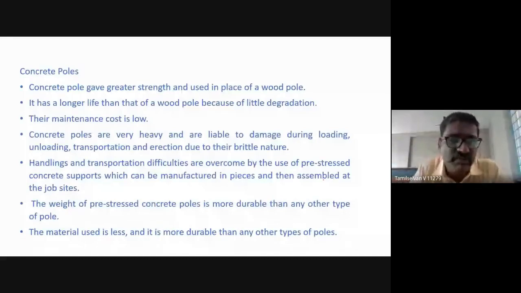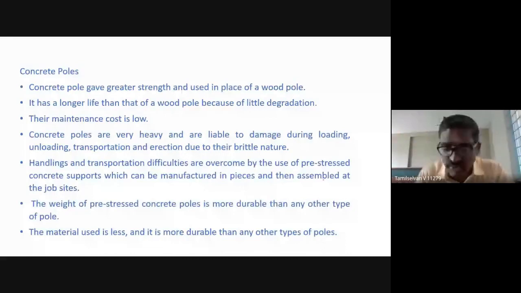That is one of the disadvantages. With respect to handling, it is often very difficult, since these are pre-stressed concrete supports. It means we have to assemble them only at the job site. They are more durable and comfortable than any other type, and the material used is often less and more durable than in the other types of poles.